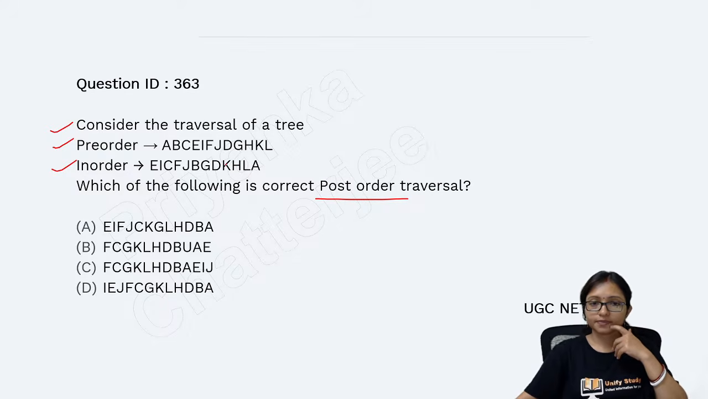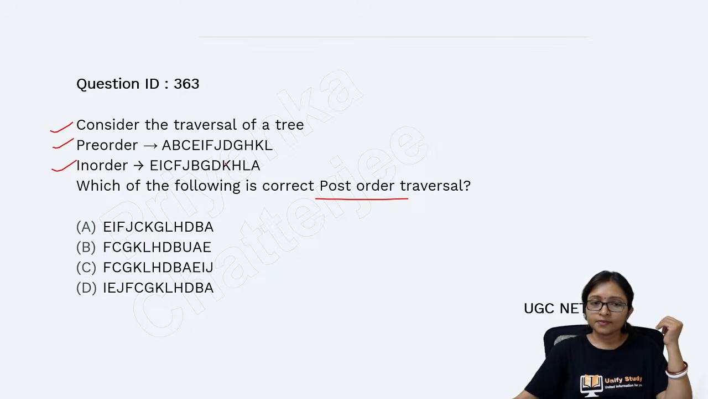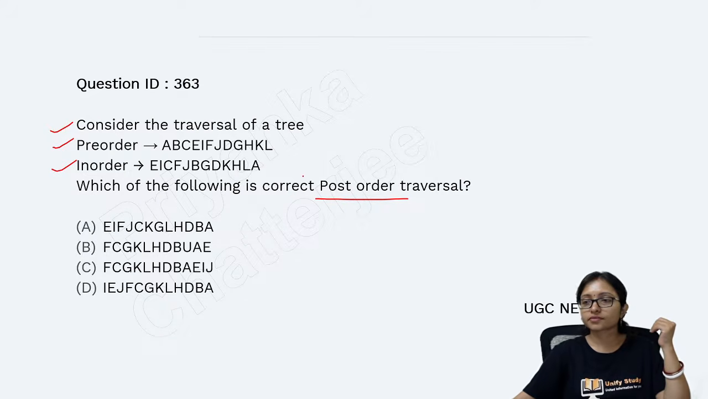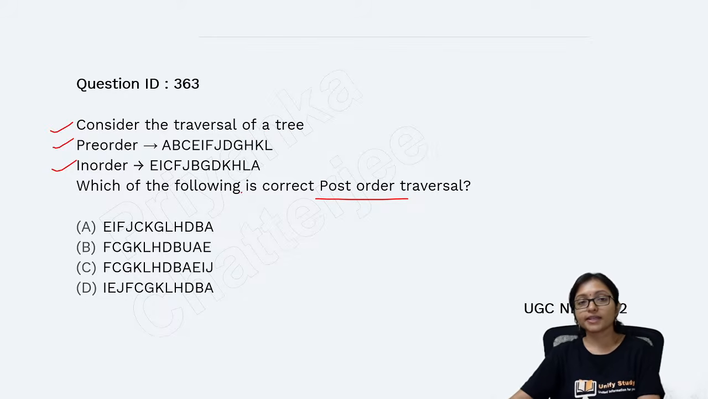How to do it? A, B, C, D. Which one is the correct answer? Okay, Arpita is telling D. Shamim is telling A. Sital telling D.